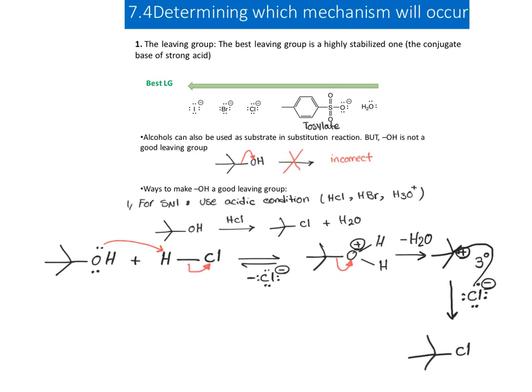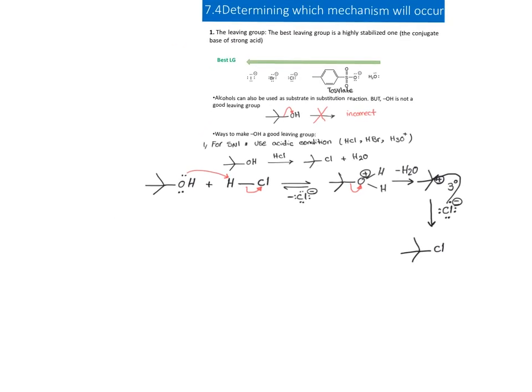Now for SN2 mechanism, we are using tosyl chloride and pyridine, sometimes shown as PY, to convert the alcohol to the good leaving group. So we cannot use acidic condition in SN2 mechanism. So what's happening here?